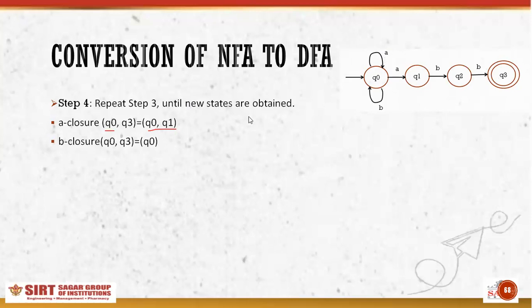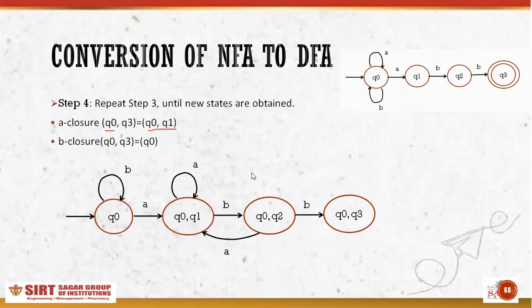B closure of Q0, Q3 will be, on giving B to Q0, the answer will be Q0 only because the self loop of B is leading us to Q0. So in answer, I've written Q0. And on giving B to Q3, if you can see, there is no transition of B from Q3. So I will write nothing except Q0. So answer is Q0. So this is the machine which I made up to the last step.